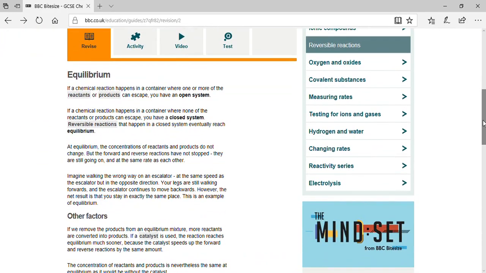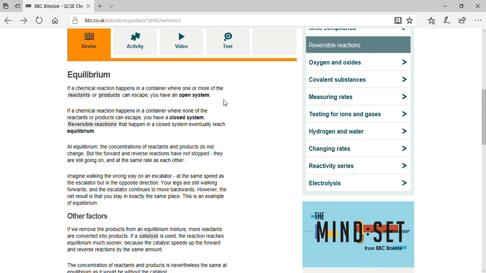The next topic is equilibrium. Equilibrium means a stage in a chemical reaction when, with respect to energy, the energy of the reactant is equal to the energy of the product. Suppose a chemical reaction is happening in a container where one or more reactants or products can escape, then that will be an open system, okay?